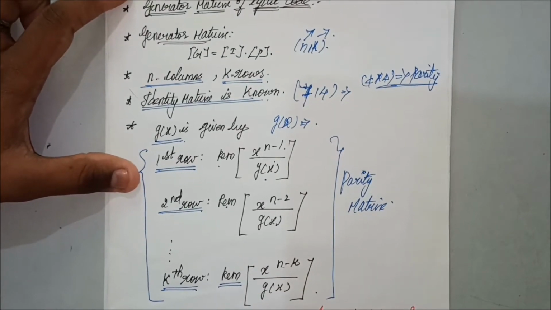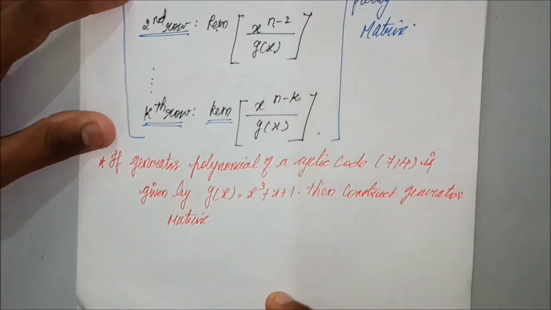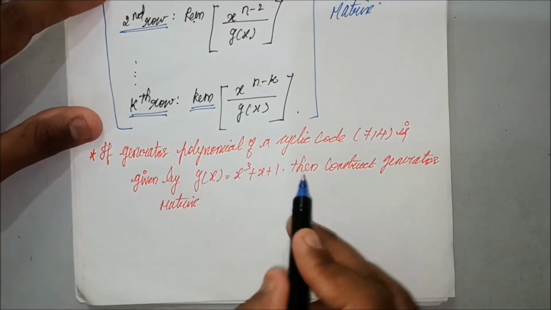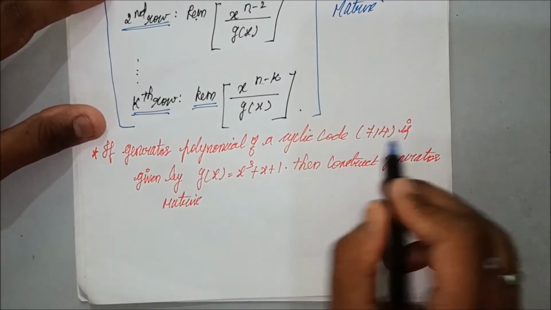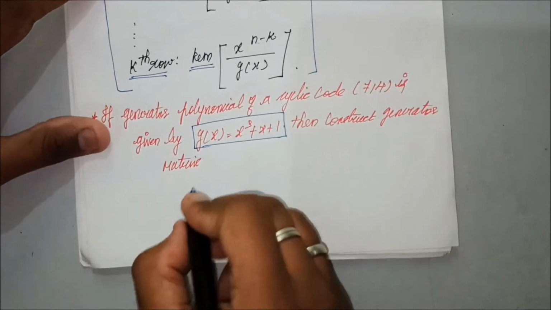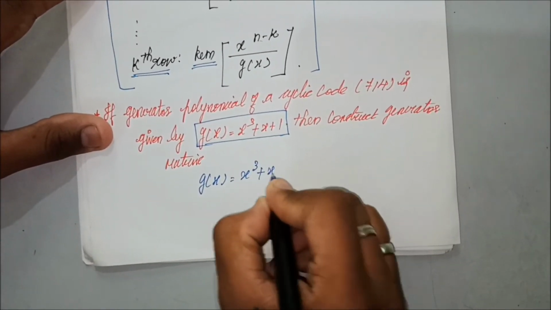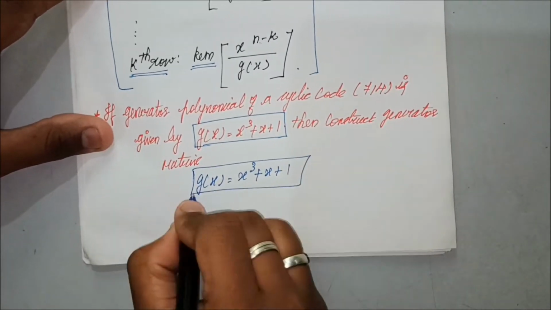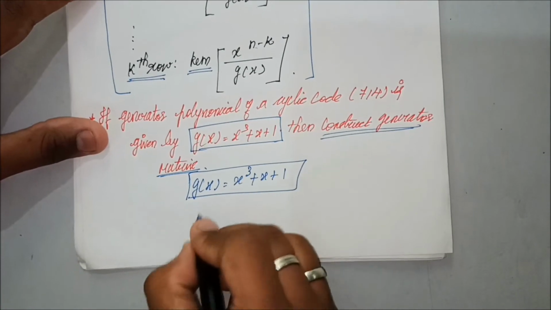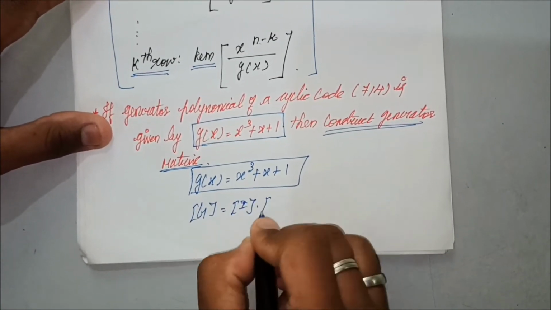Let's get into the problem and check how to calculate the values of the parity matrix. Listen carefully. The problem says the generator polynomial of a cyclic code 7 comma 4 is given by g of x, that is g of x is equal to x power 3 plus x plus 1. We have to construct the generator matrix, that is G matrix is equal to I matrix into P matrix.